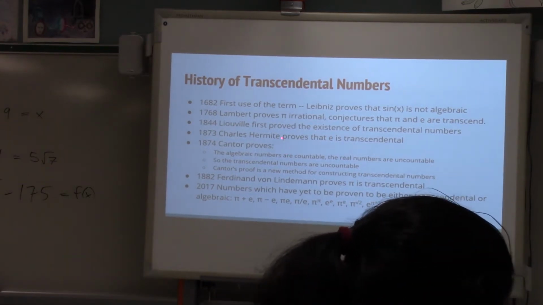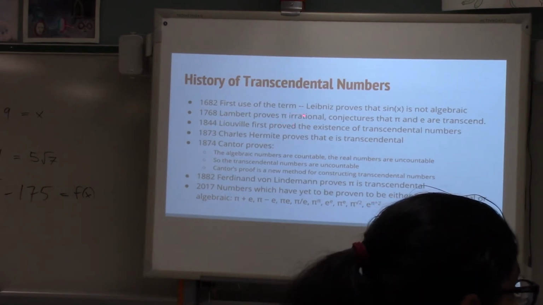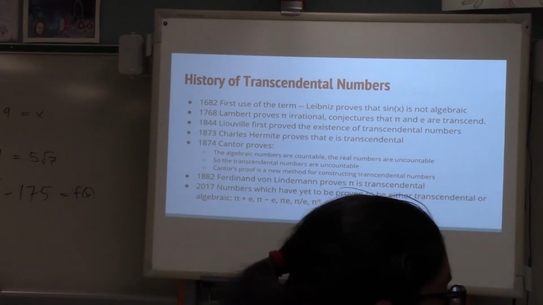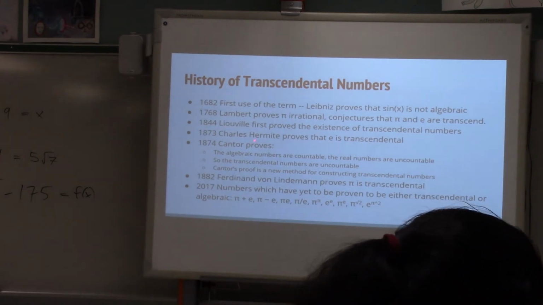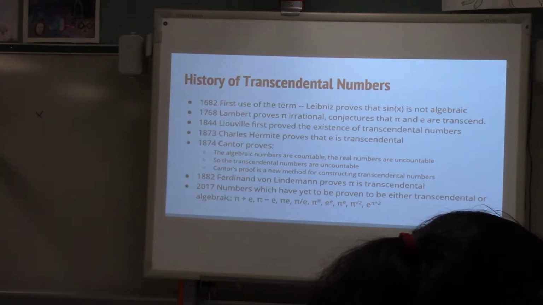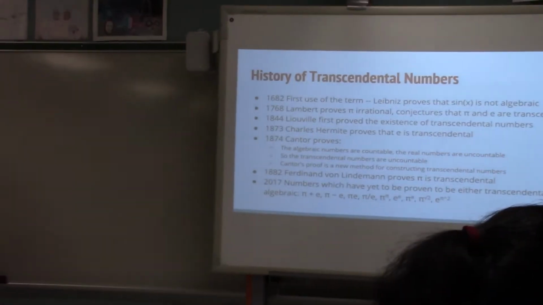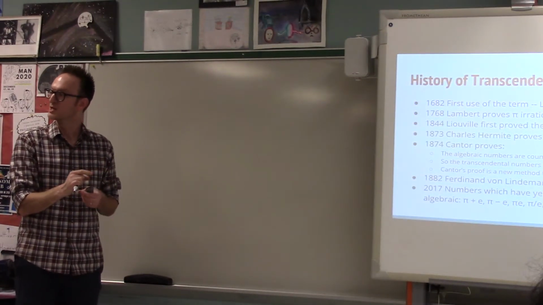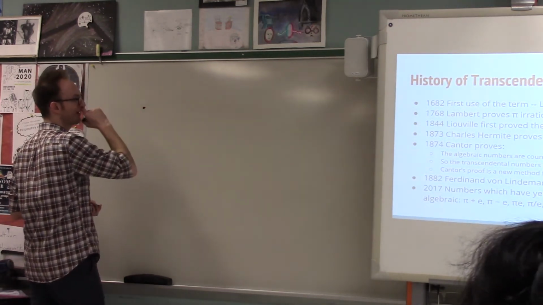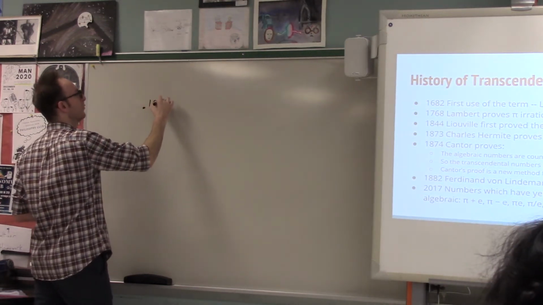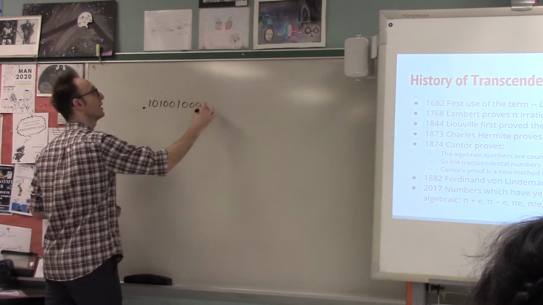Okay, this guy Lambert proves that pi is irrational. It took all the way until then to prove that pi was irrational. He conjectures that pi and e are transcendental. And in 1844, Liouville proves the existence of transcendental numbers. And the first number that is proved to be transcendental is this crazy number, which I'll show you. First of all, a rational number has a repeating decimal expansion, right? So any number which does not have a repeating decimal expansion is irrational. So Liouville constructs this number which is, if I remember this correctly, 0.1, and then 0, 1, 0, 0, 1, 0, 0, 0, 1, something like this.